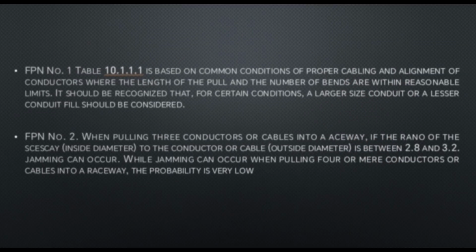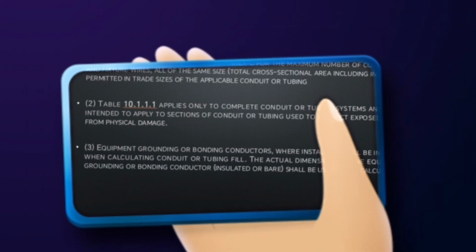Slide 3. Avoiding jamming in raceway. This slide warns about jamming, which can happen when pulling three wires into a conduit. Jamming is most likely if the ratio of the conduit inside diameter to the wires' outside diameter is between 2.8 and 3.2. The risk of jamming is very low when pulling 4 or more wires.